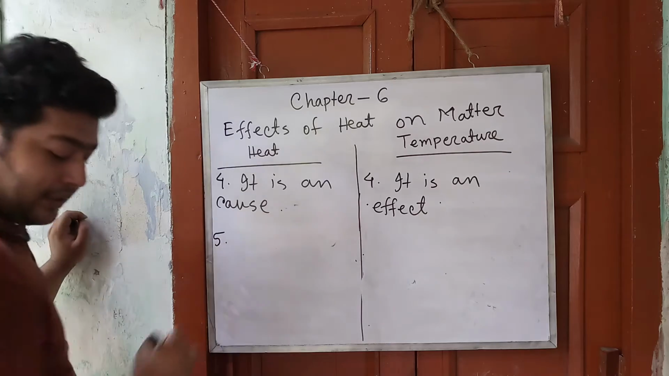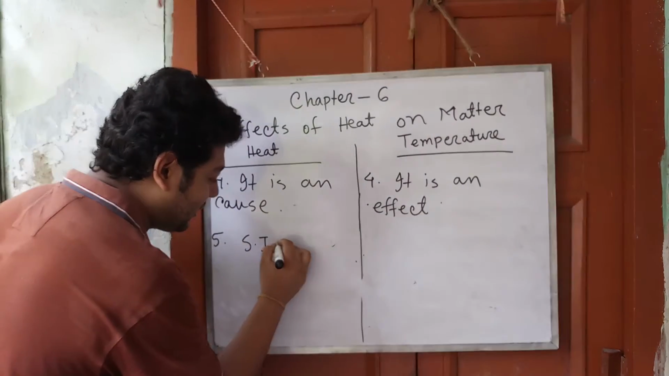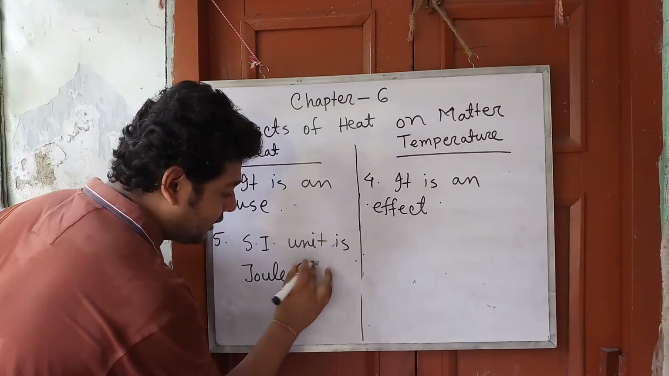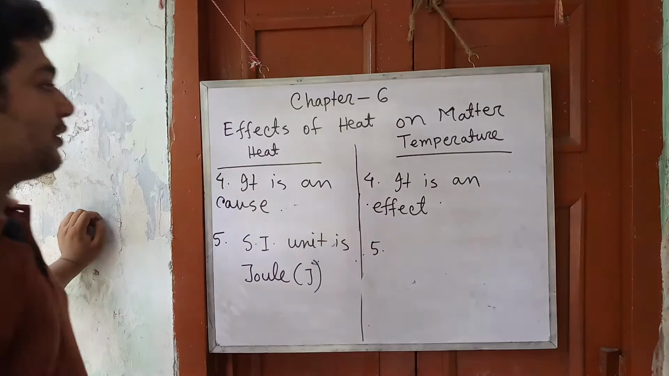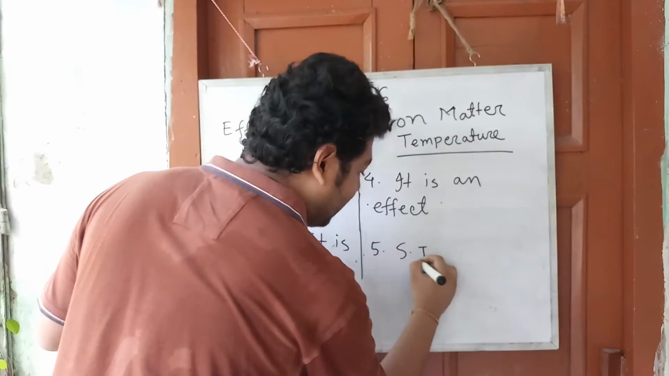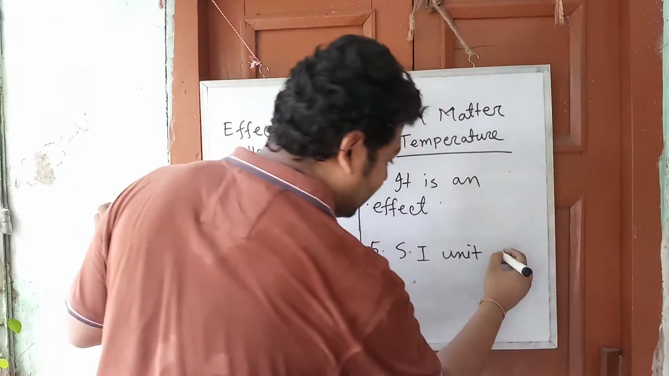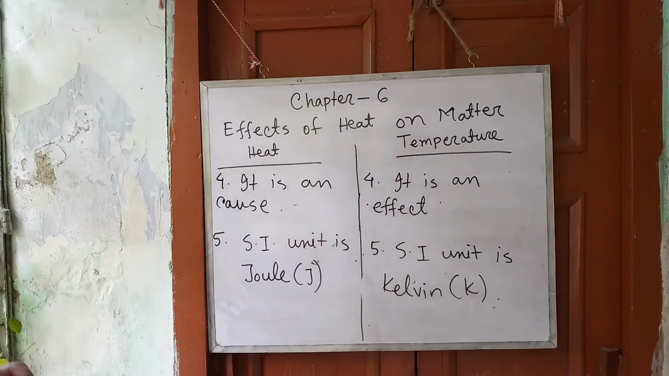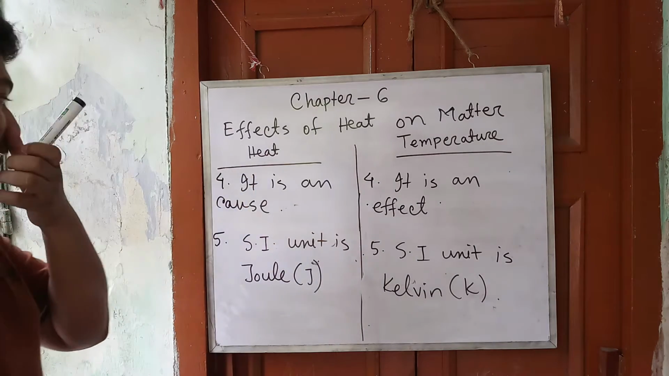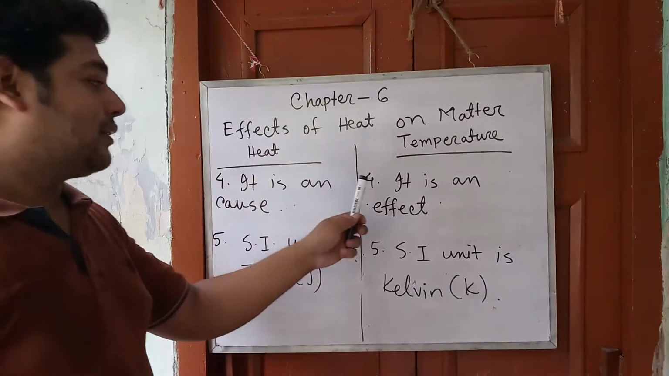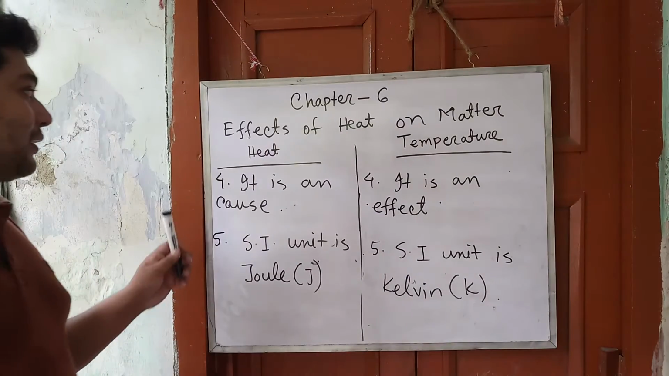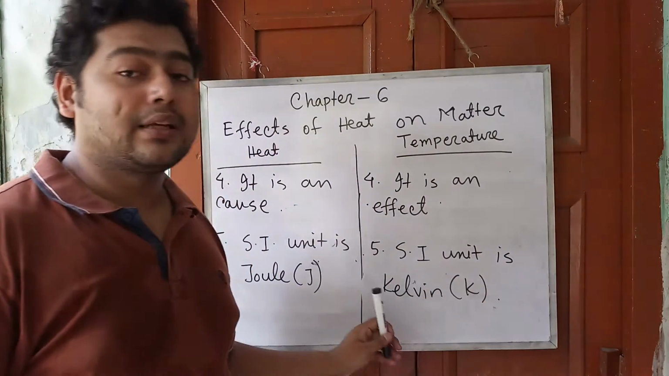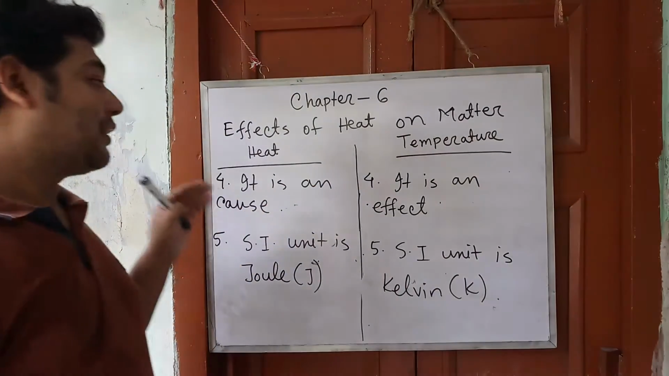The fifth difference is the SI unit. For heat, the SI unit is joule. For temperature, the SI unit is Kelvin, denoted as K. The fourth difference is that heat is a cause and temperature is an effect, and the fifth is that the SI unit of heat is joule and the SI unit of temperature is Kelvin. These are the five differences between heat and temperature.